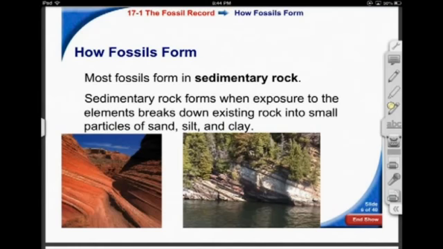When it gets down too far, we start to look at metamorphic processes, all that heat and that pressure down deep in the earth where we form diamonds.